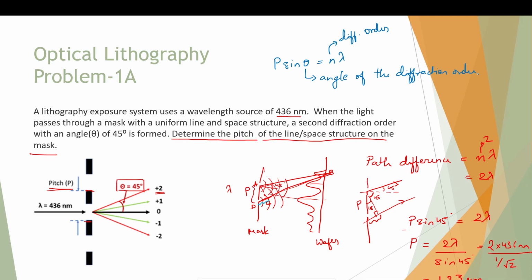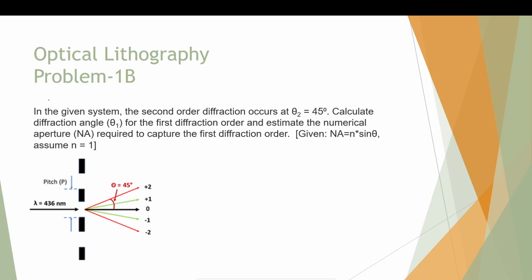Okay. So, let us move on to the second part of the problem. In 1b the background is the same, only now they want us to calculate the diffraction angle theta 1, the angle corresponding to the diffraction order of plus 1. So, how do we calculate that?